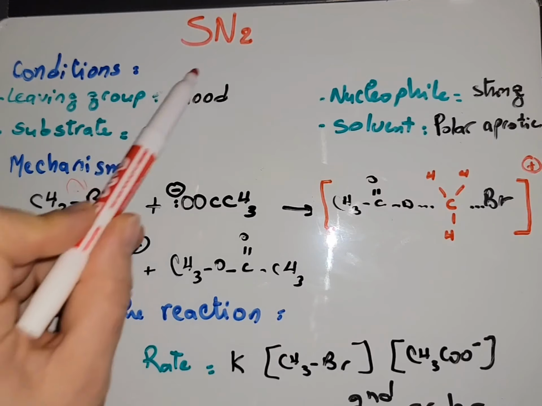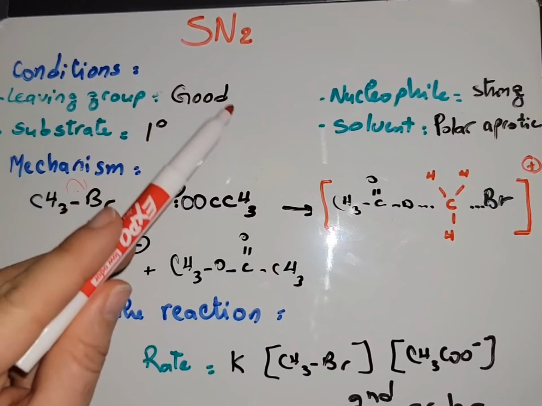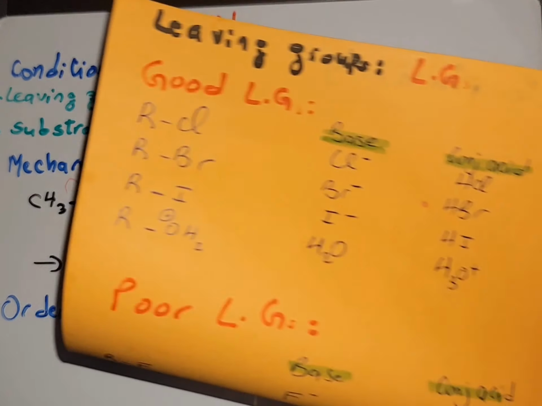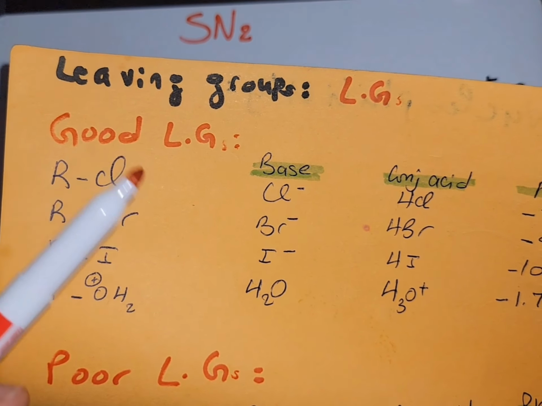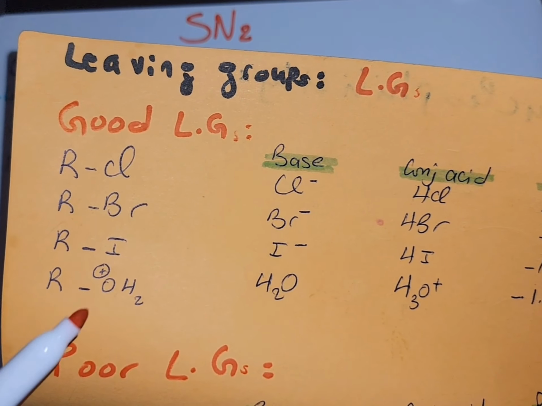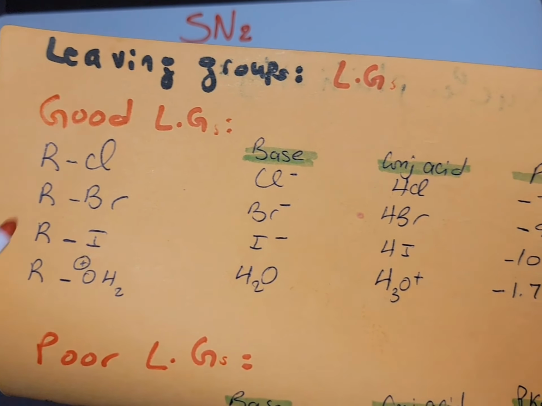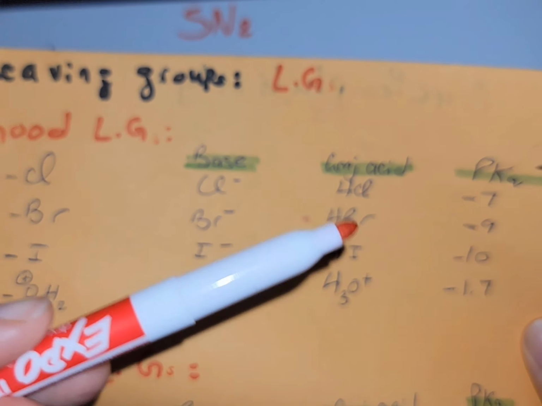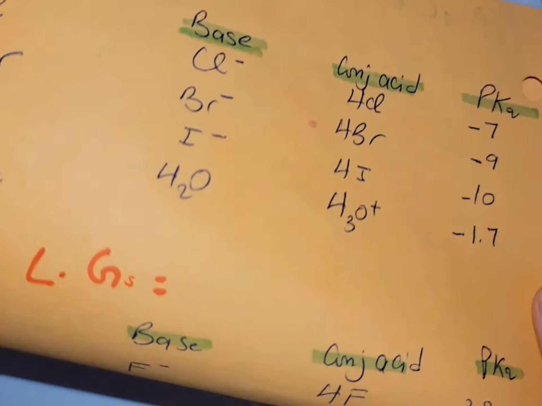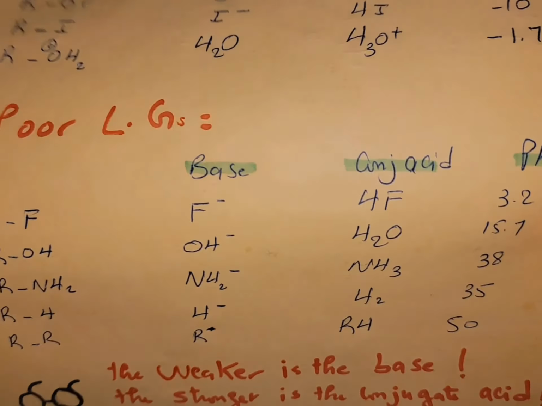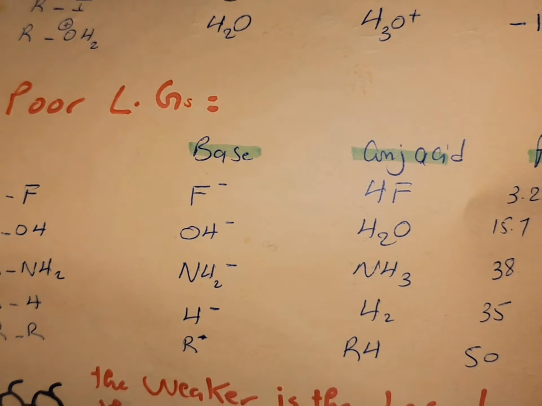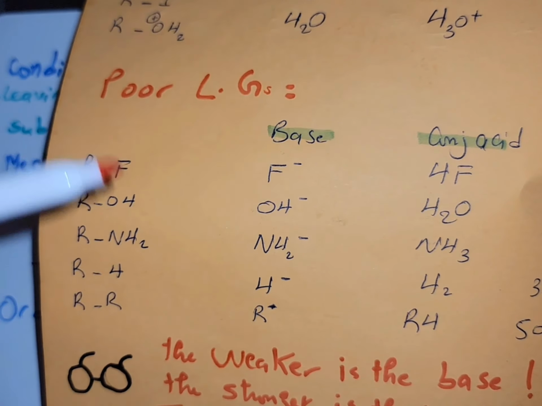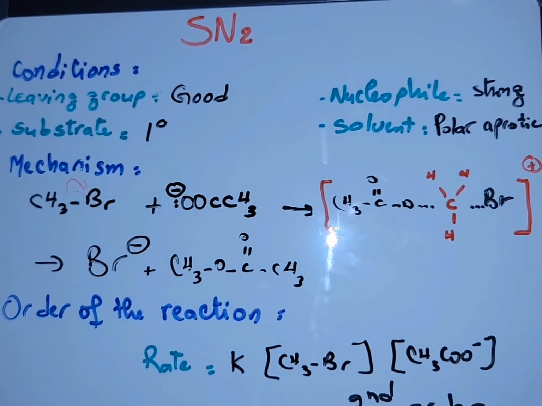For an SN2 reaction to happen, we have to have a very good leaving group. Here is the list of good leaving groups. So here we have chlorine, which comes in the first place, then bromine, then iodine, then H2O+. The weaker the base, the better the leaving group, and the stronger the conjugate acid. Here is the list of poor leaving groups. The stronger the base, the weaker the conjugate acid, and the worse the leaving group.